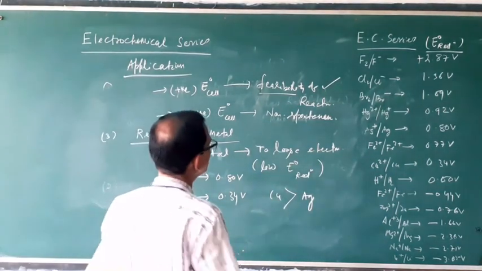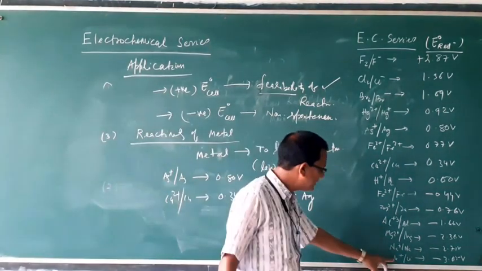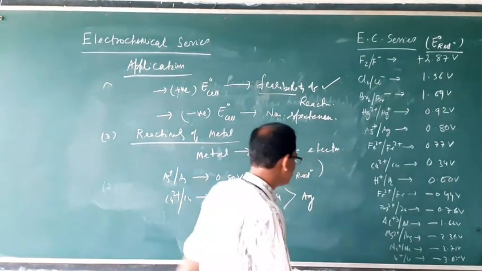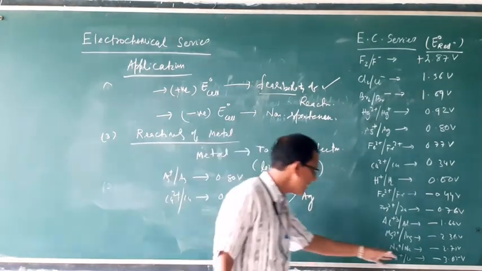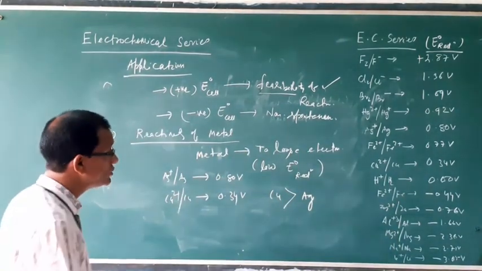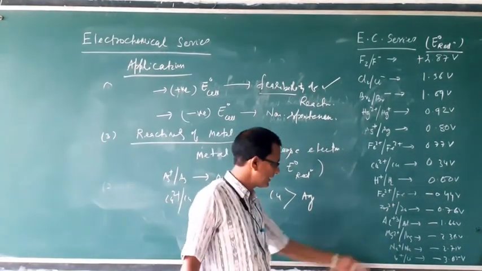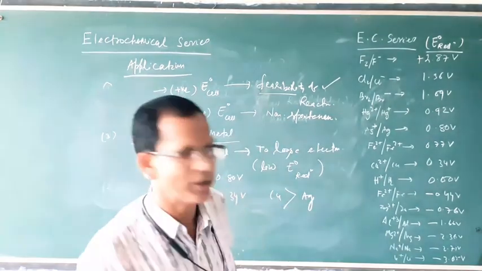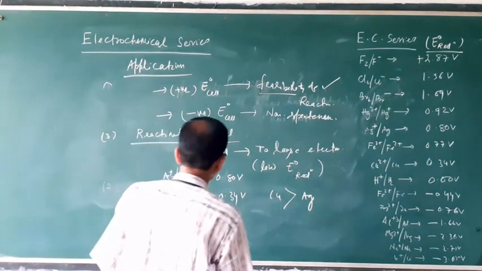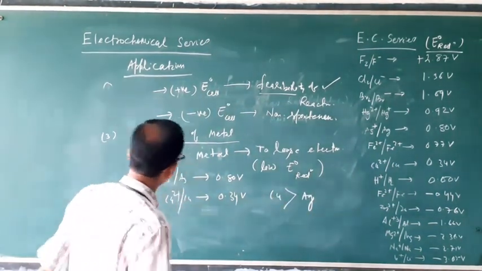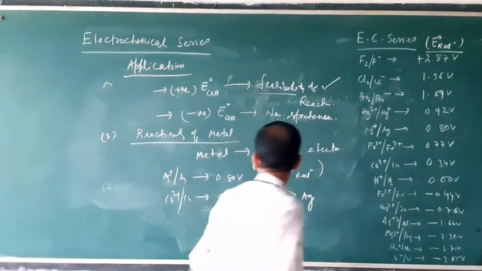In the electrochemical series, lithium has the lowest reduction potential, so the tendency to lose electrons in the case of lithium will be more in the aqueous medium. So on the basis of reduction potential, we can say what the reactivity of a metal is.